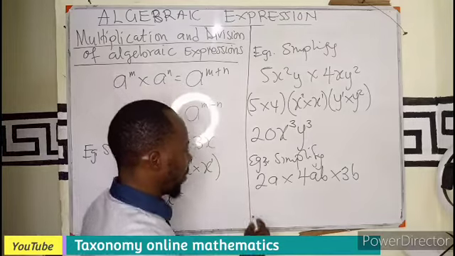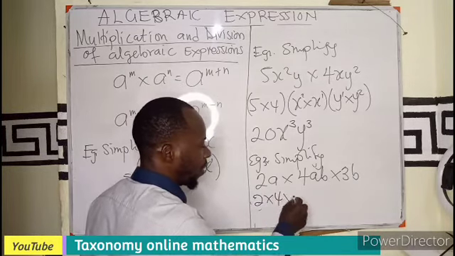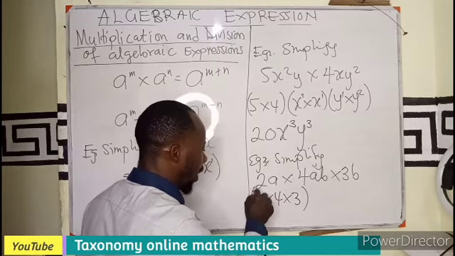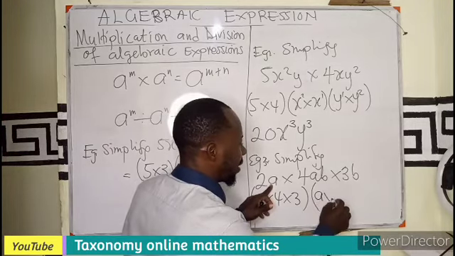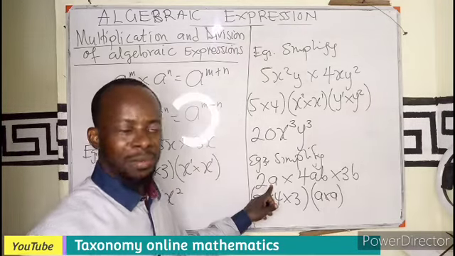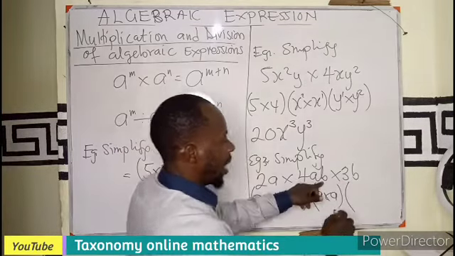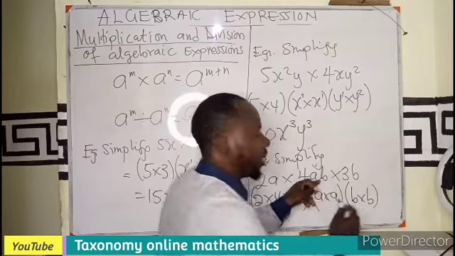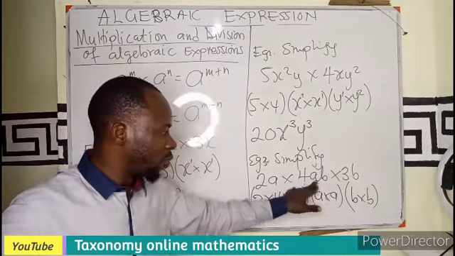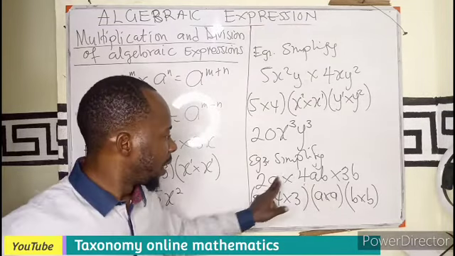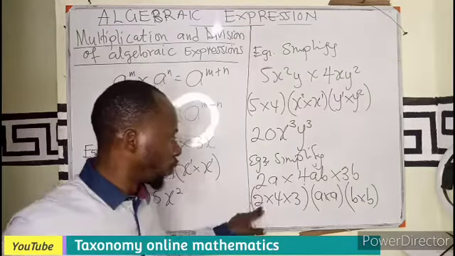So I am going to multiply. First number is 2, second number is 4, the third number is 3, all in that bracket. Then in this bracket, a times a, because I have 2a and 4ab, there's no a in the 3b. Then in this bracket, I have b times b, because there's no b in 2a. So 3, 4, 2 in one bracket.